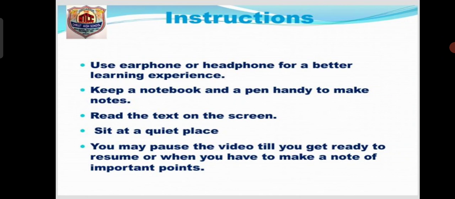Children, kindly follow the below mentioned instructions. Use earphone or headphone for a better learning experience. Keep a notebook and a pen handy to make notes. Read the text on the screen. Sit at a quiet place. You may pause the video till you get ready to resume or when you have to make a note of important points.